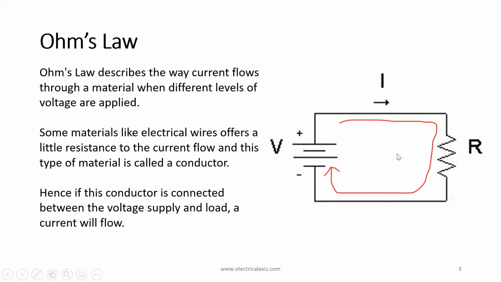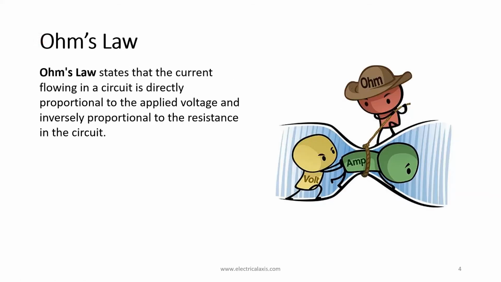a current will flow. Ohm's law states that the current flowing in a circuit is directly proportional to the applied voltage and inversely proportional to the resistance in the circuit. It adheres to the formula I equals V over R, or V equals IR, where V stands for the voltage, I is for the electric current, and R stands for the resistance.